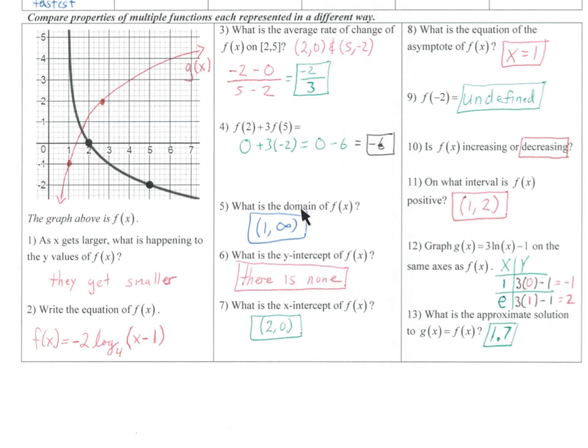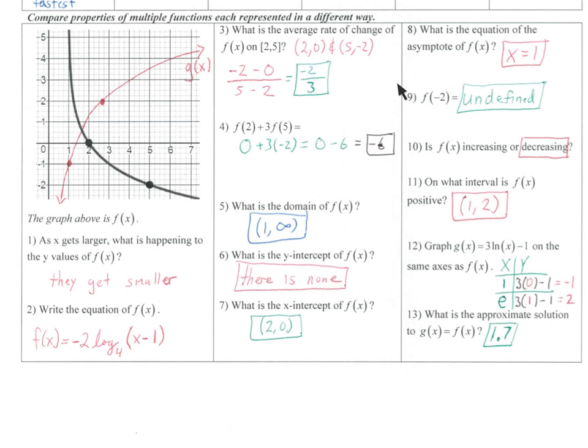What's my domain? Well, my graph starts at 1 and goes forever over. Now 1 is not part of the graph, it's an asymptote. So that would be 1 to infinity. You could also write it as x is greater than 1. My y-intercept, well, where does it cross the y-axis? Well, it never will. My asymptote's right here, which it will never reach, so there is no y-intercept. That's kind of tricky, watch out for that. The x-intercept is right there. That's at (2, 0).